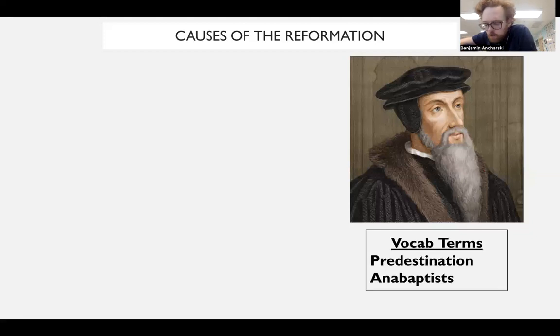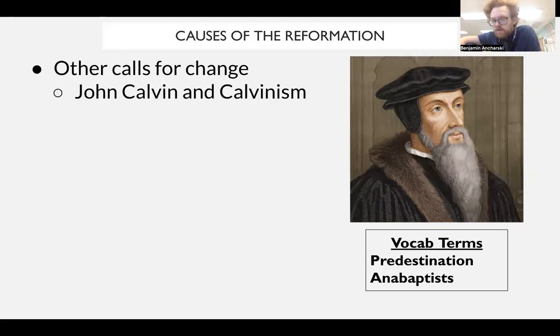Well, Luther is going to open the doors: if one person could question the Catholic Church, maybe other people can. And one such person is a guy by the name of John Calvin. John Calvin is a Swiss Protestant reformer. He lives around the same time as Martin Luther. They hate each other, but they do agree in criticizing the Catholic Church. Calvin is going to develop a branch of Protestantism called Calvinism.